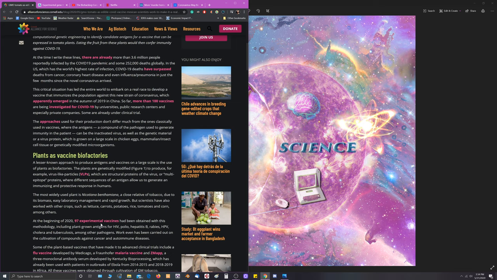Plants as vaccine biofactories. A lesser known approach to produce antigens and vaccines on a large scale is the use of plants as biofactories. The plants are genetically modified to produce, for example, virus-like particles, VLPs, which are structural proteins of the virus, or multi-epitope proteins, where different sequences of an antigen allow us to generate an immunizing and protective response in humans. The most widely used plant is, and then there's a name that I really can't pronounce, but I'll try, Nicotiana benthamiana, a close relative of tobacco due to its biomass, easy laboratory management, and rapid growth.